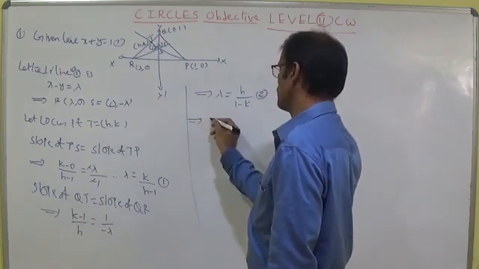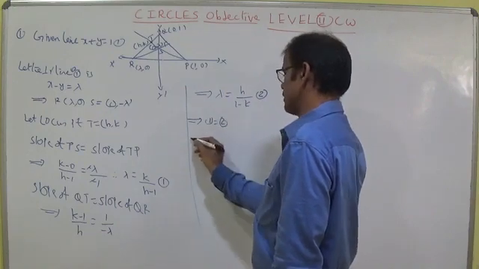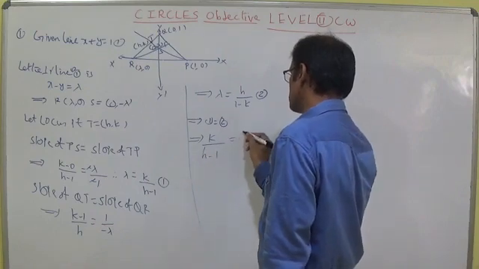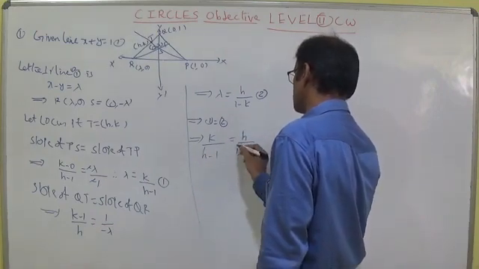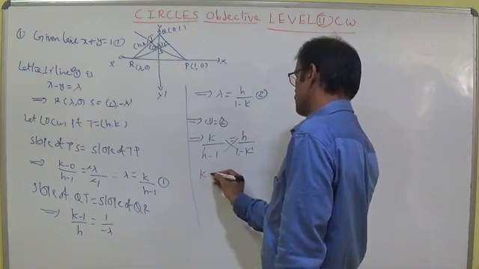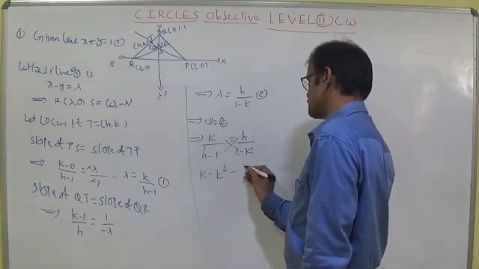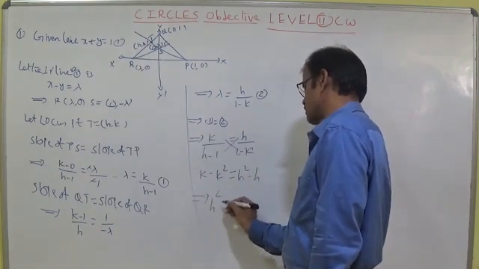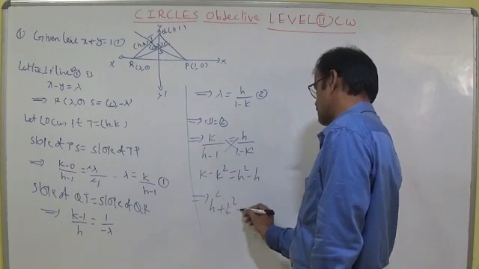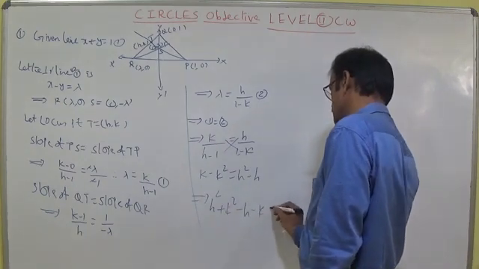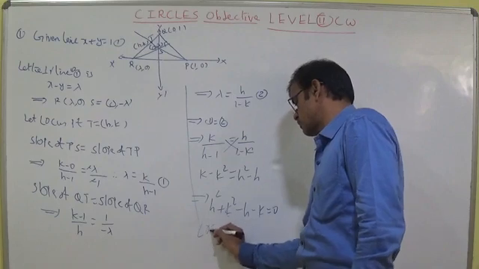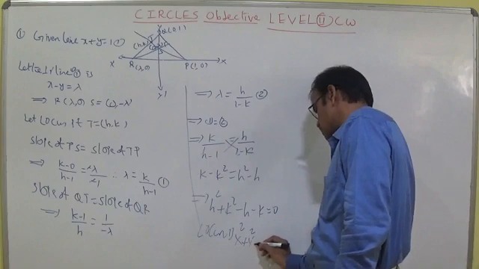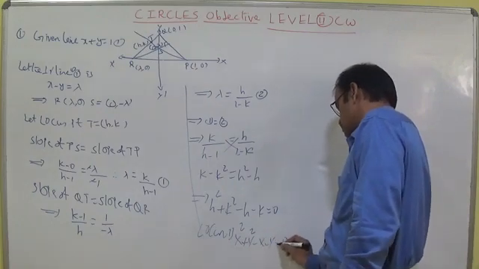That implies 1 is equal to 2, so it becomes K by H minus 1 equal to H by 1 minus K. By cross multiplication you may get K minus K square is equal to H square minus H. That implies we can write H square plus K square minus H minus K equal to 0. Locus you can write: x square plus y square minus x minus y equal to 0.